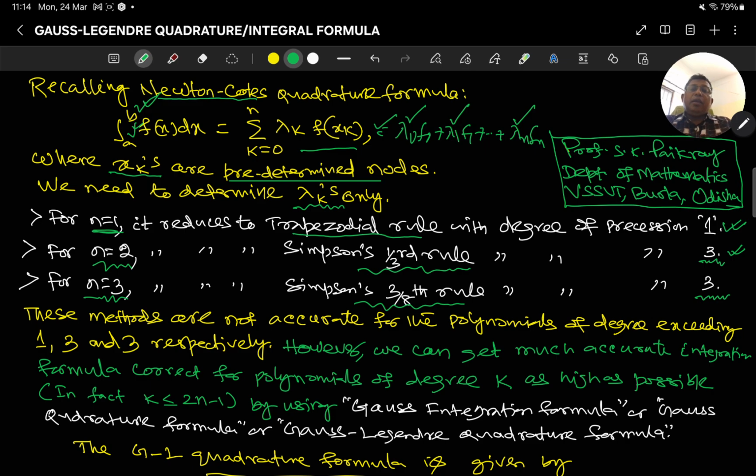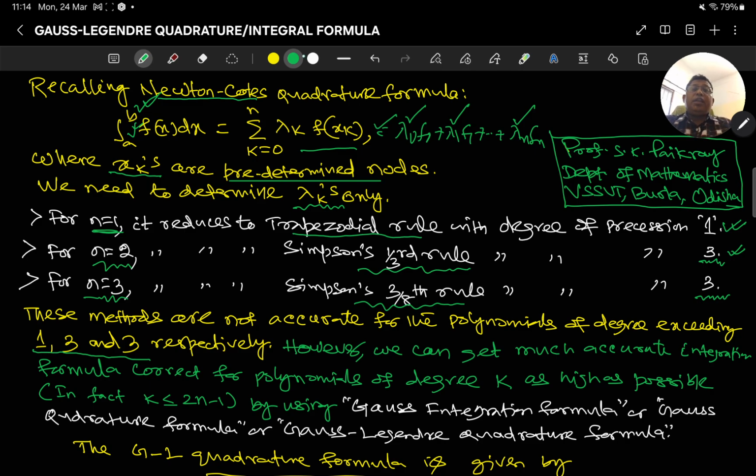But in the Gauss Legendre quadrature rule, what we are going to discuss, the limit of integration will be -1 to 1. However, this method is more accurate. As we discussed, these methods are correct up to polynomials of degree 1, 3 and 3 respectively, and this is what we call the degree of precision.